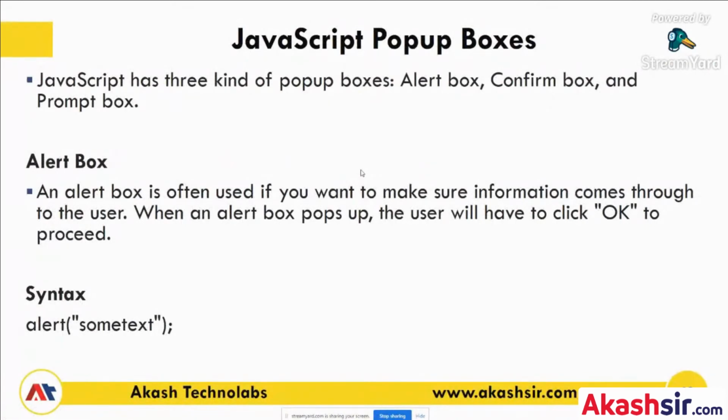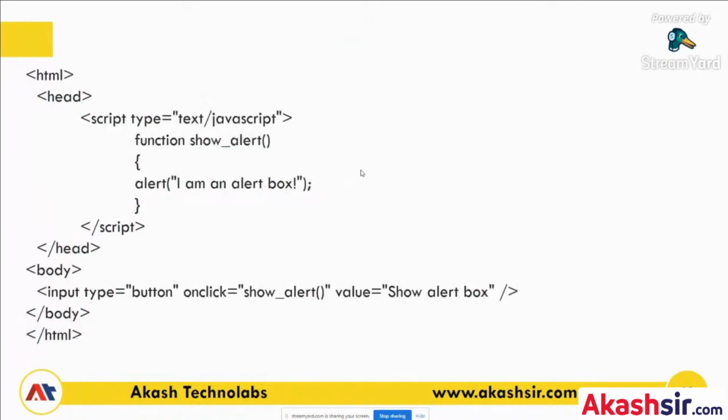So JavaScript pop-up boxes. In JavaScript we have 3 types of pop-up boxes. One is an alert, the second one is a confirm, and the third one is a prompt box. The alert box, you know very well, whenever we want to display some message, for that we have to use the alert.